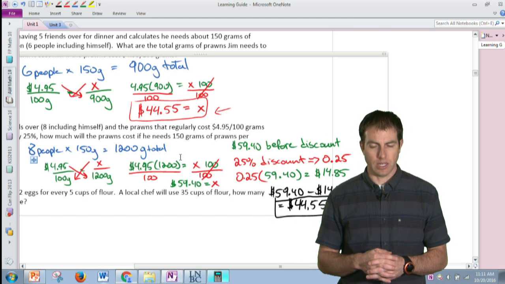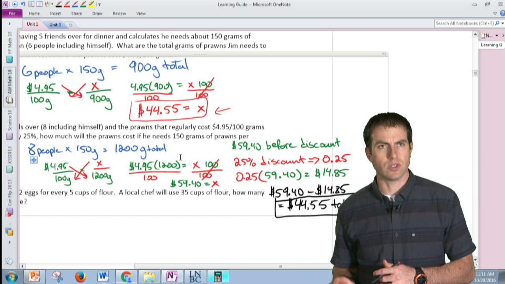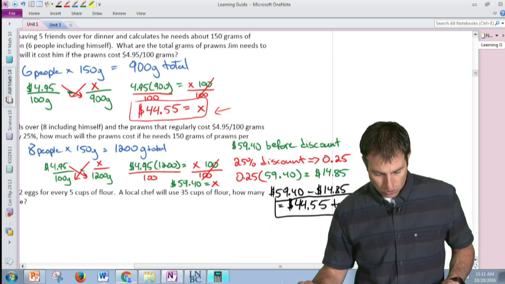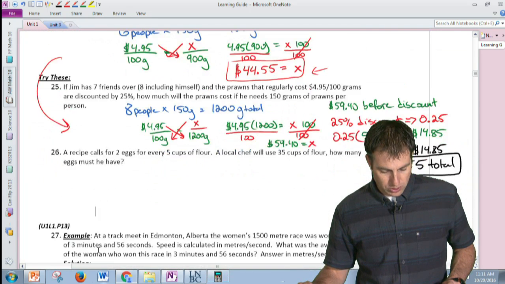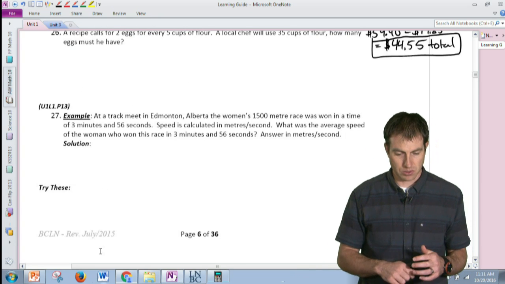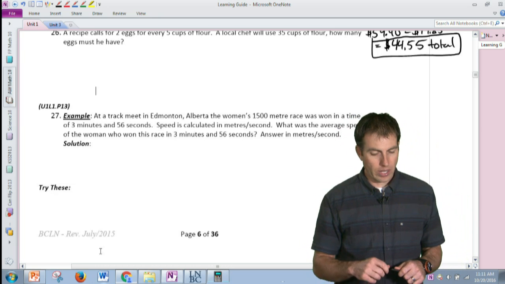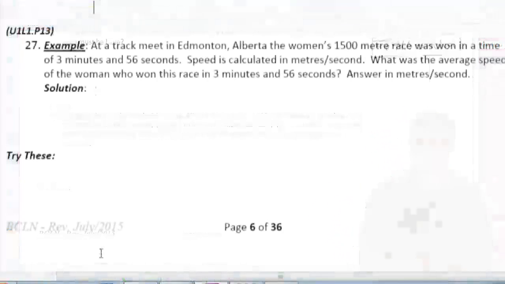Everything from this next one on is kind of stuff you've seen before, or kind of similar questions, just kind of reworded a little bit differently. So I want you guys to try 26. I'll do 27 for you because it introduces a bit of a new idea. So at a track meet in Edmonton, the women's 1,500 meter race was won in a time of 3 minutes 56 seconds. Speed is calculated in meters per second. What is the average speed of the woman who won the race in 3 minutes and 56 seconds?